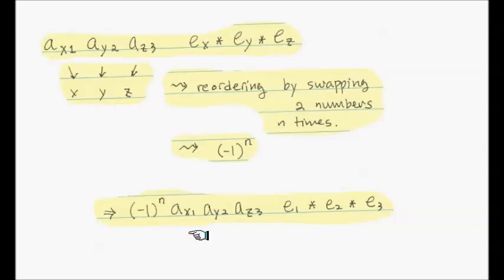Okay, so that's how the individual terms going to change. It involves this information about swapping two numbers n times. Okay, so that's how you determine the sign of the term that falls out in the definition of the determinant, using this symmetric linear algebra, skew symmetric algebra.